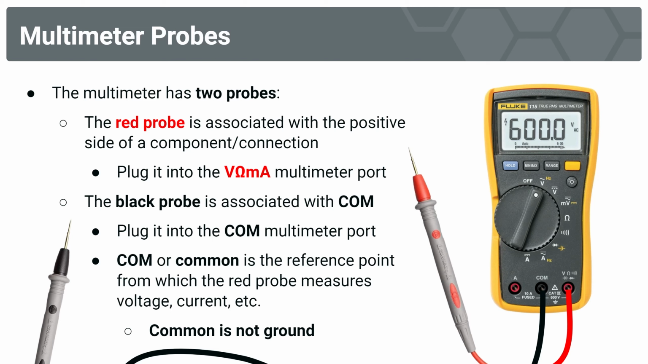What does COM mean? COM, or common, is the reference point from which the red probe measures the voltage, current, and so on.